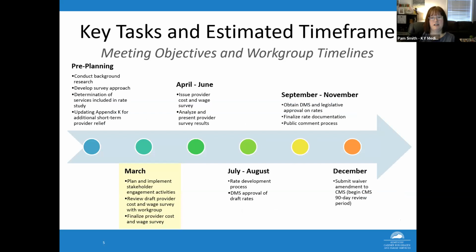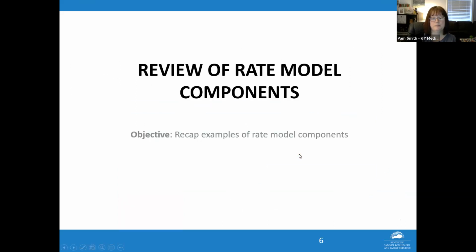So this is, of course, our timeline. You've seen this in the first deck. Currently, of course, we're in the March part of the timeline. This month was for development and review of the survey. We're going to release the survey in April and then begin to analyze the data. And we also will analyze other data sources while we're waiting for providers to respond with their submissions. And so at this point, I'm going to turn it over to our subject matter experts with Guidehouse for them to go over the rate model components and the rate survey.